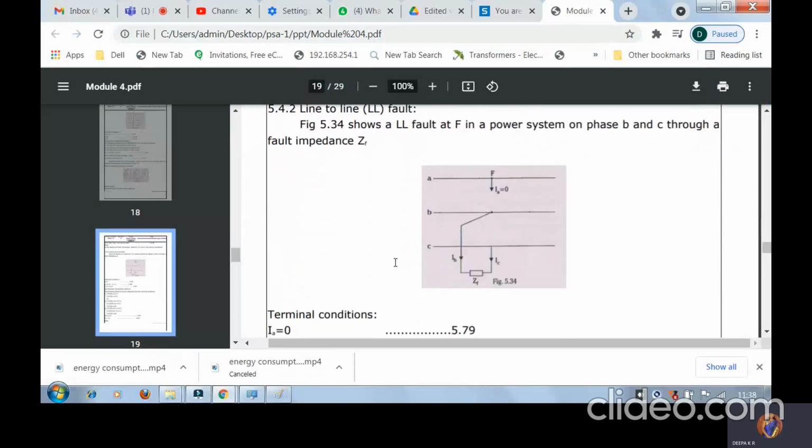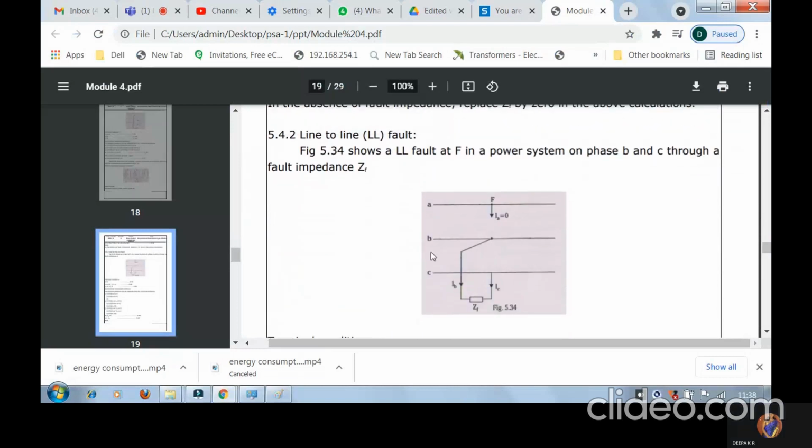Condition, line to line fault. Line to line fault.